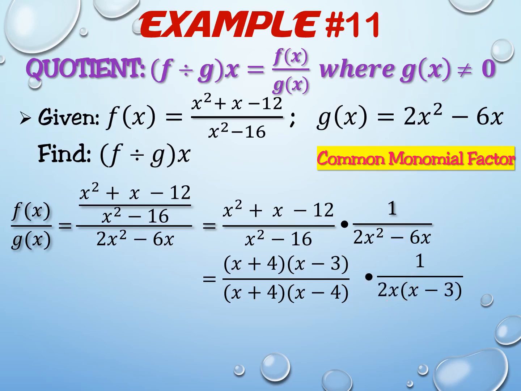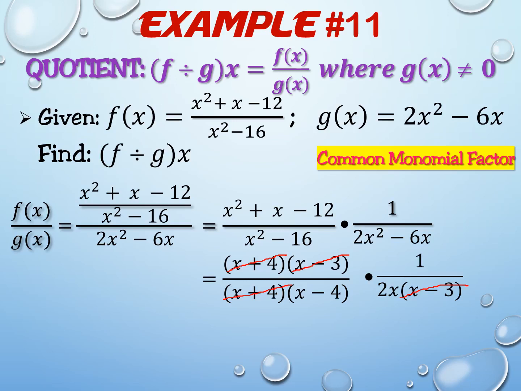Now, looking at the factors of the numerator and denominator, you will notice that we have a common factor here, x plus 4, so we can cancel this out. That will be equal to 1. And then we also have x minus 3, 1 in the numerator, 1 in the denominator, so we can cancel them out. You can do the cancellation vertically or diagonally for as long as the 1 is in the numerator and 1 is in the denominator. That will be equal to 1. But you cannot cancel when both factors are in the same numerator or the same denominator. So it should be 1 in the numerator and 1 in the denominator.